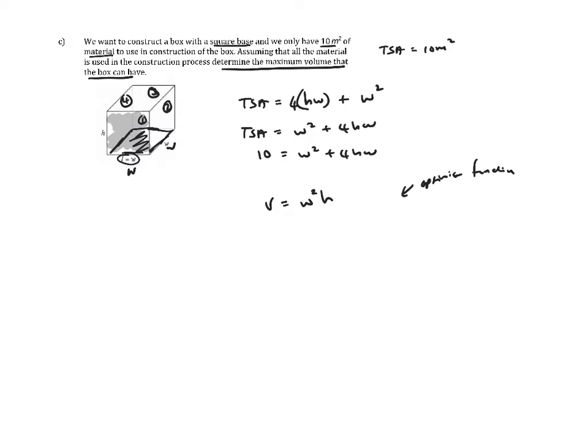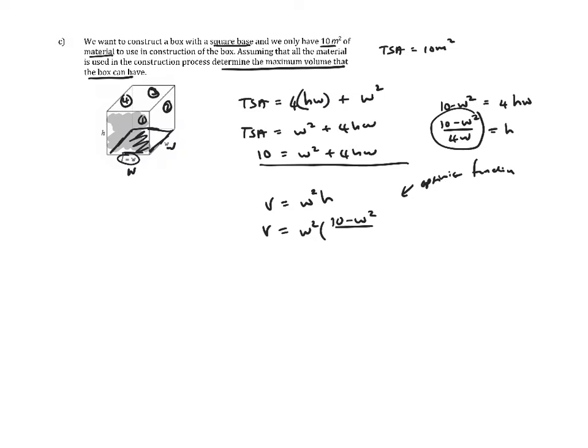So we're now going to get H alone or W alone from those parameters. If I get H alone, 4HW is equal to 10 minus W squared, so 10 minus W squared divided by 4W is equal to H. Therefore V is equal to W squared, and we've got this in terms of H, so 10 minus W squared over 4W. So V is going to equal W squared divided by 4W, which is W over 4, times 10 minus W squared.